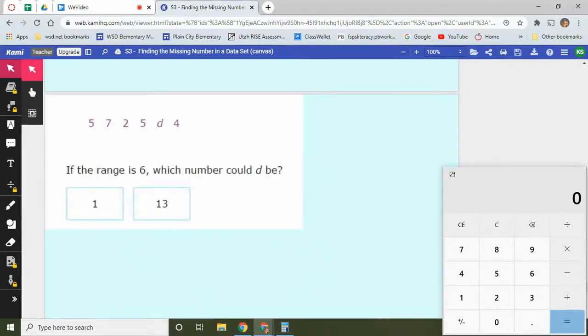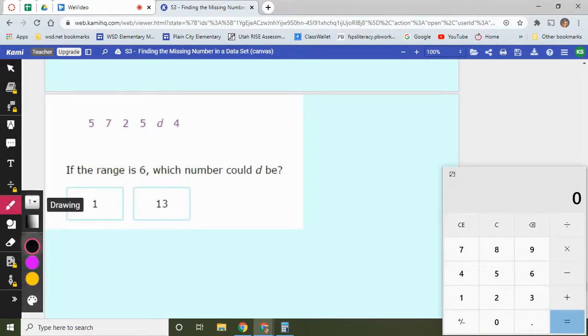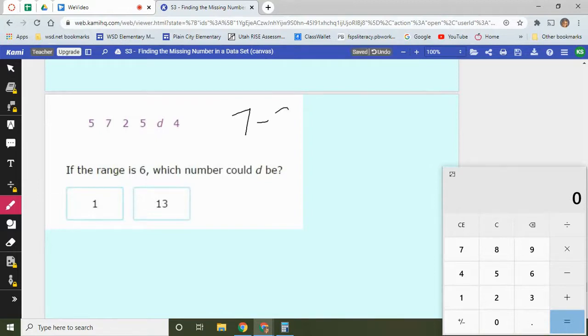Okay, let's try another one like that. So let's see, right now, my greatest number is 7 and my least number is 2. 7 subtract 2 would give me a range of 5. But this says the range is 6. So I've got to change one of my numbers, right? So let's try this. If I put in a 1 right here, my greatest number is still 7. My least number is 1. And 7 minus 1 is 6.